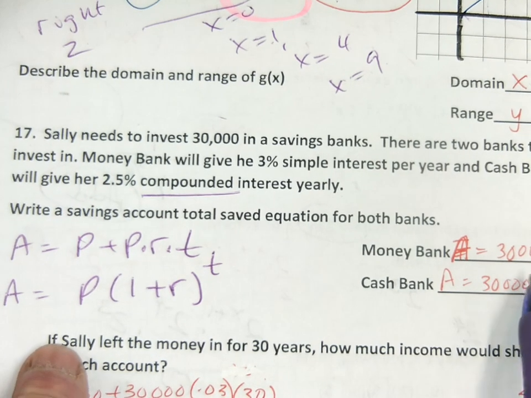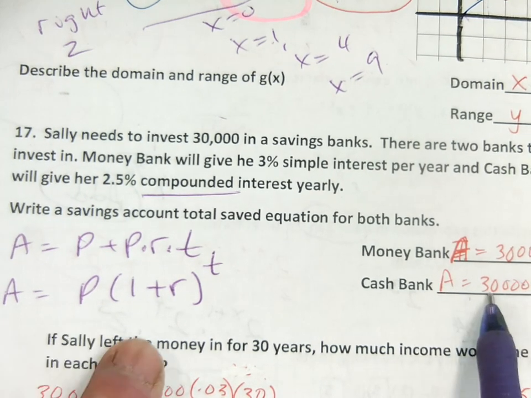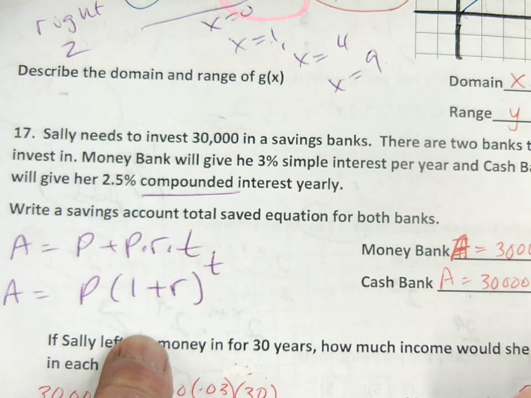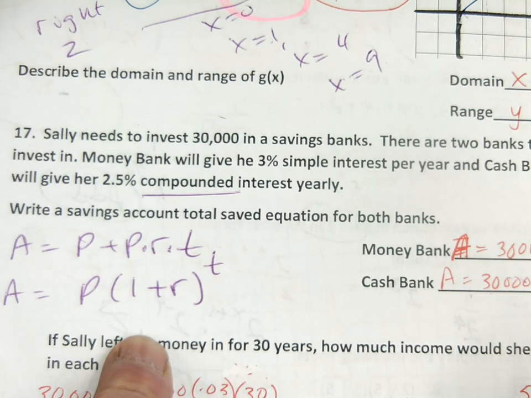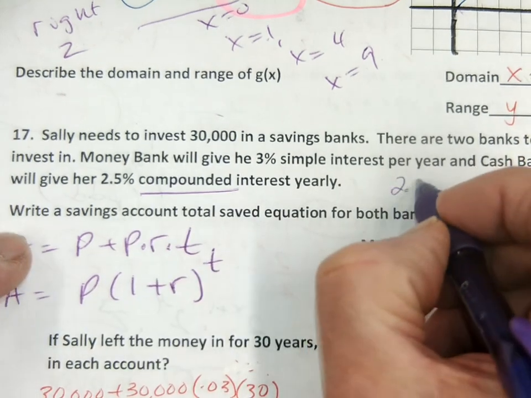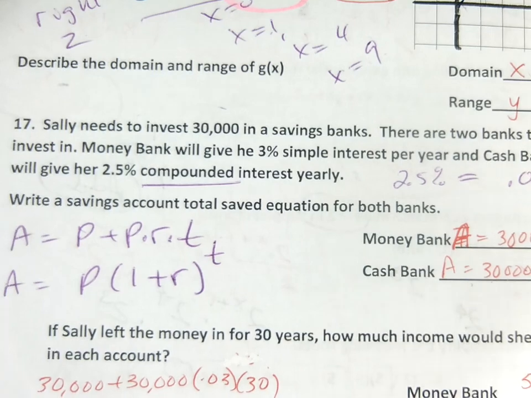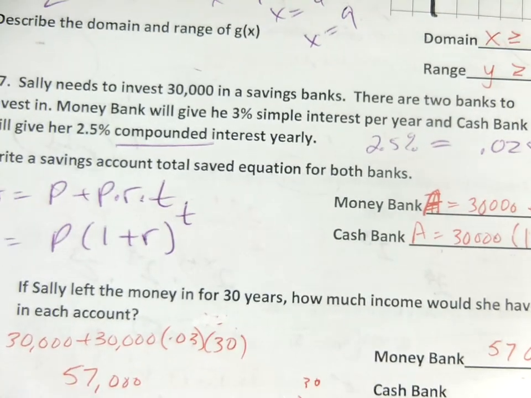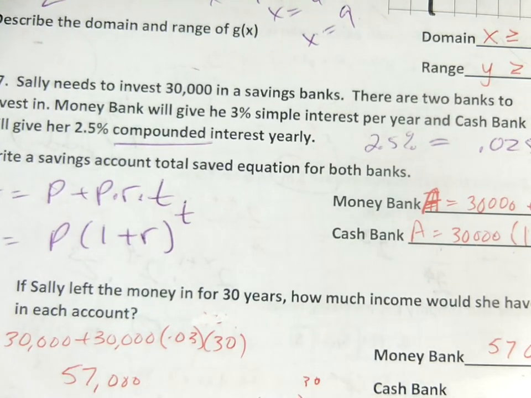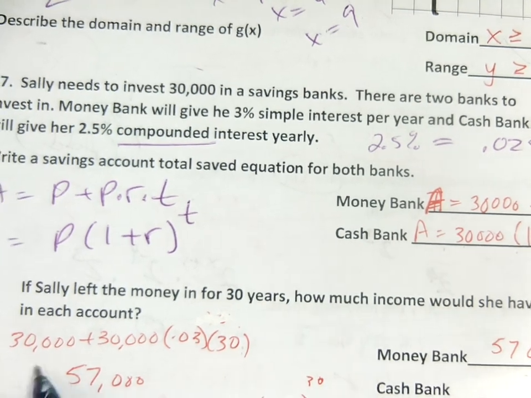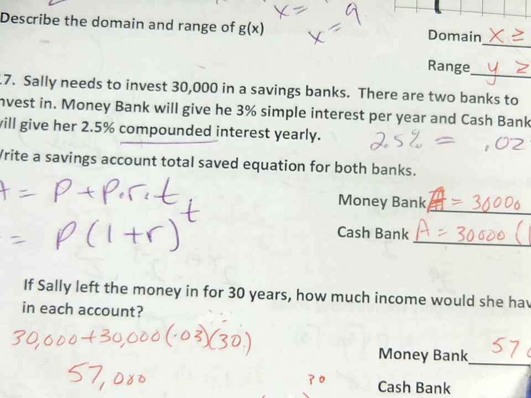The other bank, Cash Bank, is going to be 30,000 times 1 plus 0.025 to the t, because I take my 2.5% and move the decimal 2 places, 0.025, okay? Great, there's my 2 functions, and then what I want to do is figure out what they are for 30 years. I plug in 30 for t, I use my calculator, I get 57,000, okay?